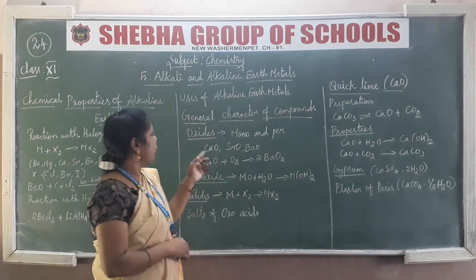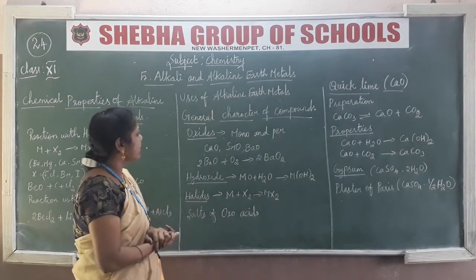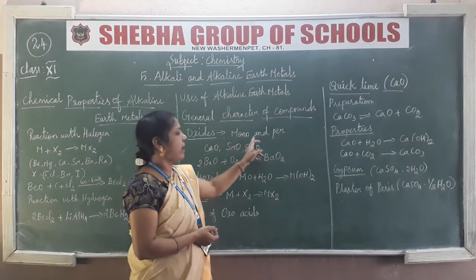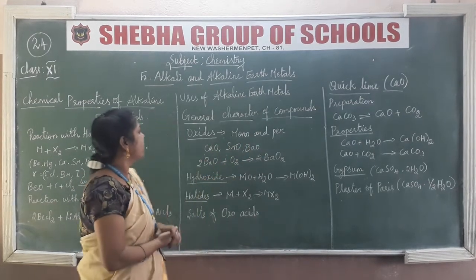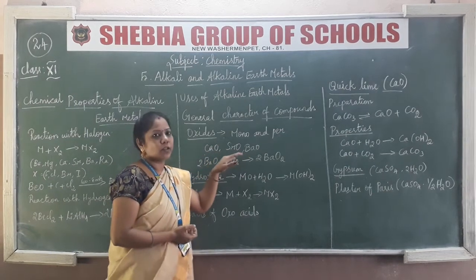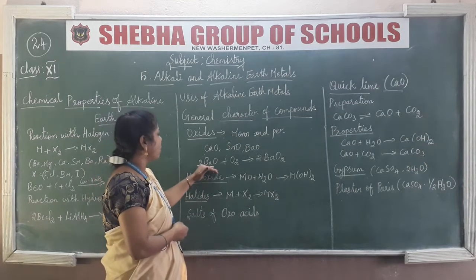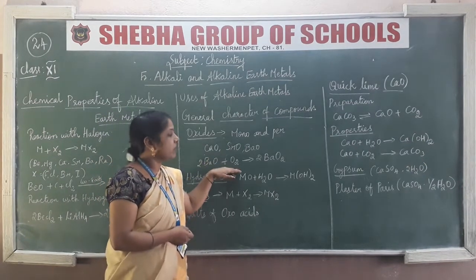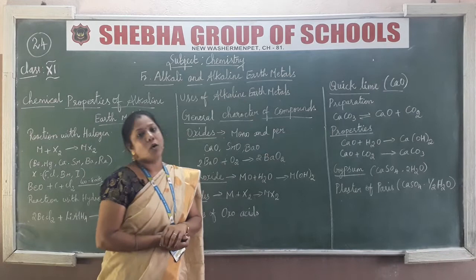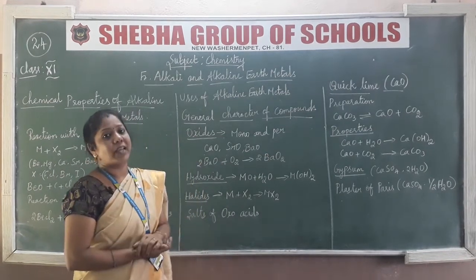The general character of the compounds: the first one is oxides. Oxides include mono-oxides as well as peroxides. For mono-oxides, examples are calcium oxide, strontium oxide and barium oxide. For the peroxide, barium oxide reacts with oxygen and we get barium dioxide. This is the character of the compounds of the alkaline earth metals.